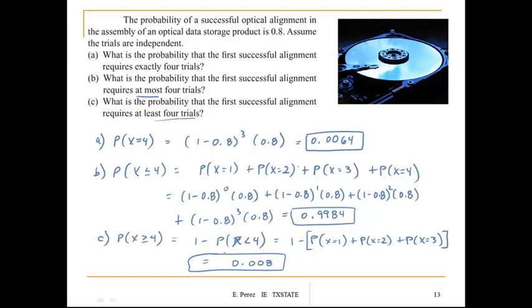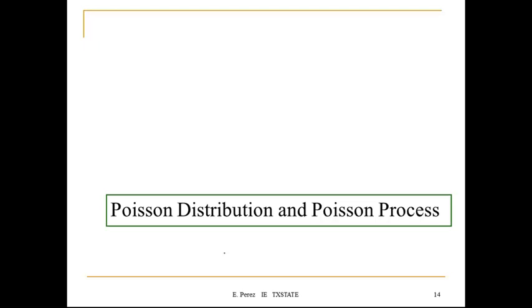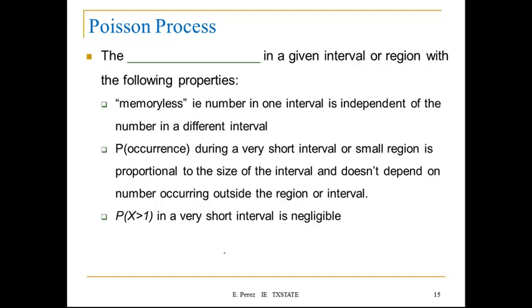Okay, so far today in this video we have covered the negative binomial and the geometric distribution. So there's one more distribution to discuss, and that distribution is the Poisson distribution. So first let's discuss what a Poisson process is. In the Poisson process, the number of occurrences in a given interval or region has the following properties. First, memoryless, which means that the number in one interval is independent of the number in a different interval.